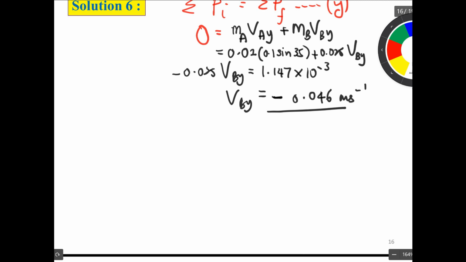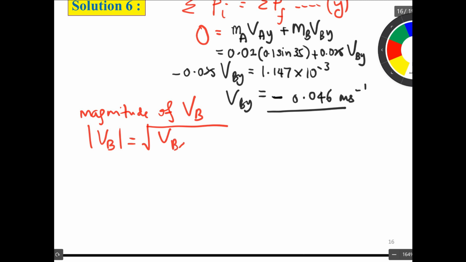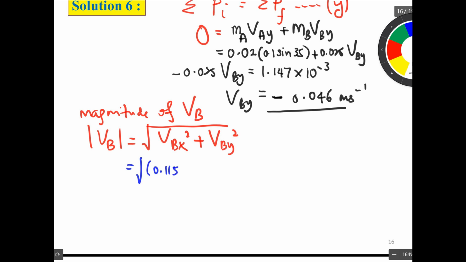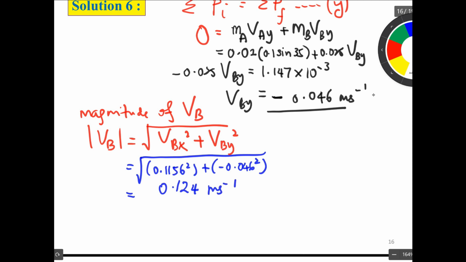Okay, so tak menjawab soalan lagi. So ingat lagi chapter 1, find the magnitude. So kita cari magnitude of VB. So VB is equal to third VBX square plus VBY square. Okay. So substitute the value. Third VBX kita tadi adalah 0.1156. 0.1156 square plus dengan negatif 0.046 square. Get the answer is 0.124 meter per second VB.